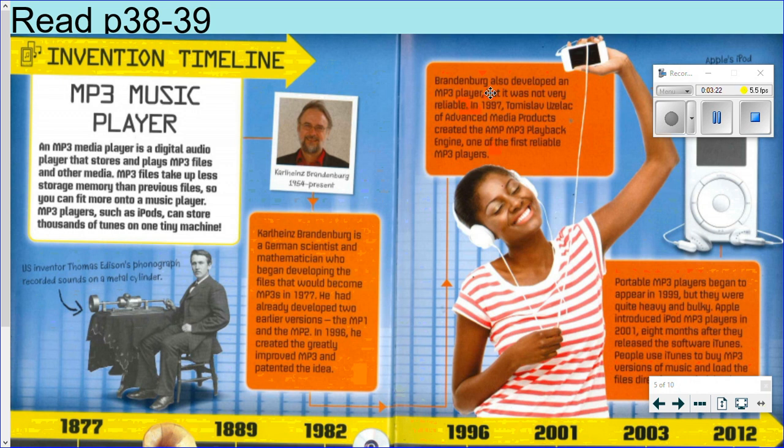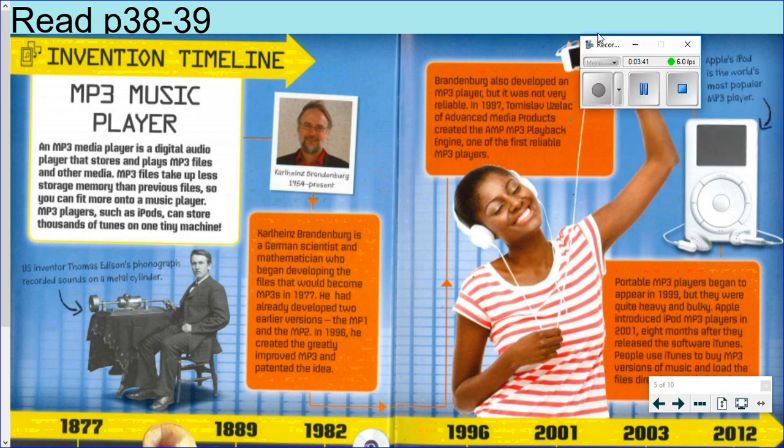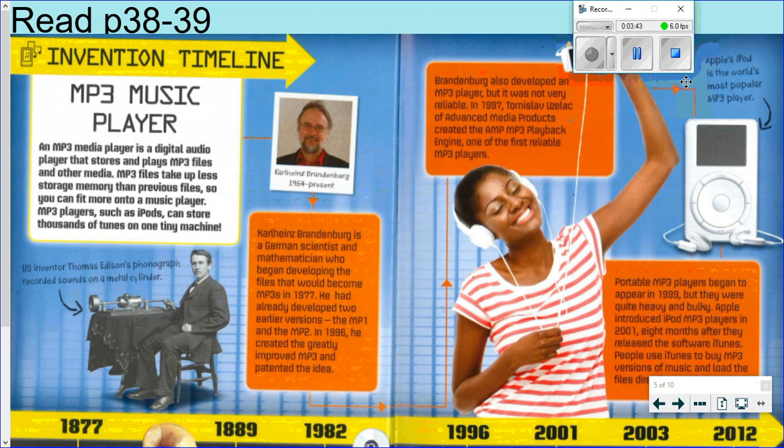So Brandenburg also developed an MP3 player, but it was not very reliable. In 1997, Tomislav Uzelac of Advanced Media Products created the AMP MP3 playback engine, one of the first reliable MP3 players. Have a little look here. We've got Apple's iPod. It's the world's most popular MP3 player.